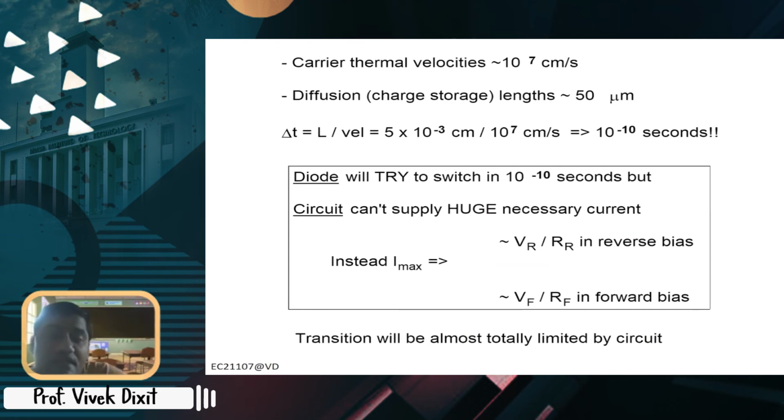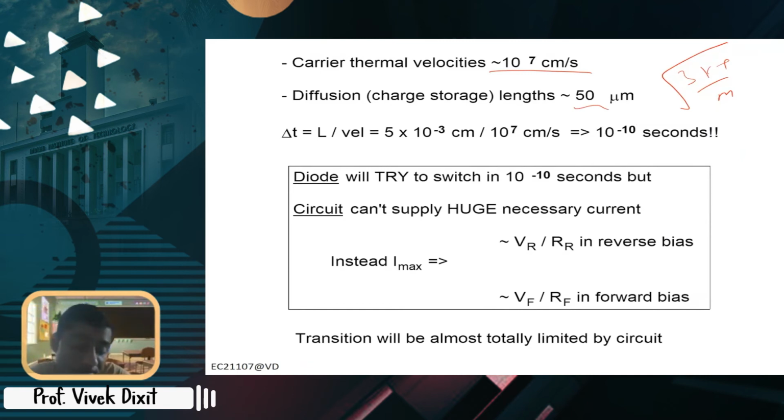Now, how much time will it take the carriers to move out? Carrier thermal velocities are 10⁷ centimeter per second, right? That we have already calculated, right? It is the square root of 3kT by m. And then the diffusion length is of the order of a few tens of micrometers. In silicon, you can assume as little as 50 micrometers.